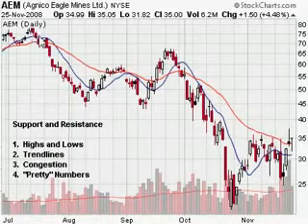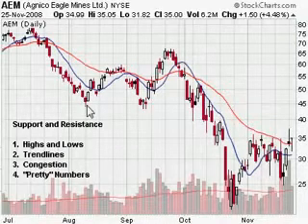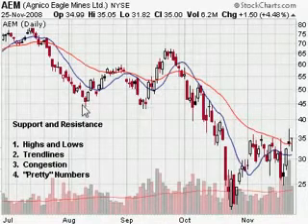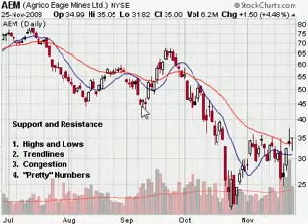Now, to look for stocks to go long, you want to look for a stock that pulls back to a previous low. You can see this stock pulled back to right around $45 here. It rallied and it found support at the previous low over here. So you want to look at the previous highs and the previous lows, and that'll give you a good idea of where a stock might want to reverse.